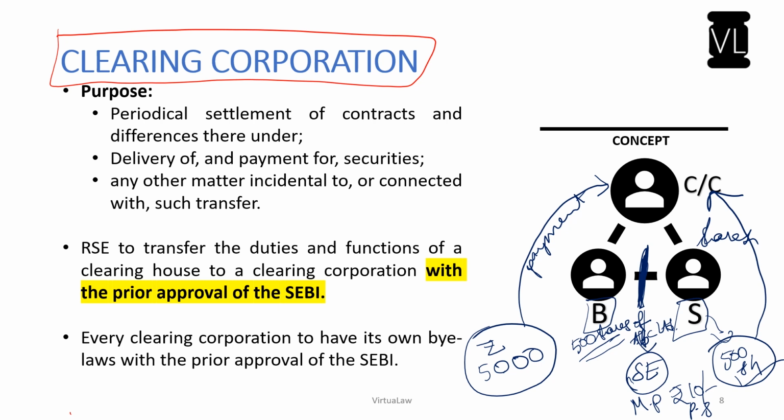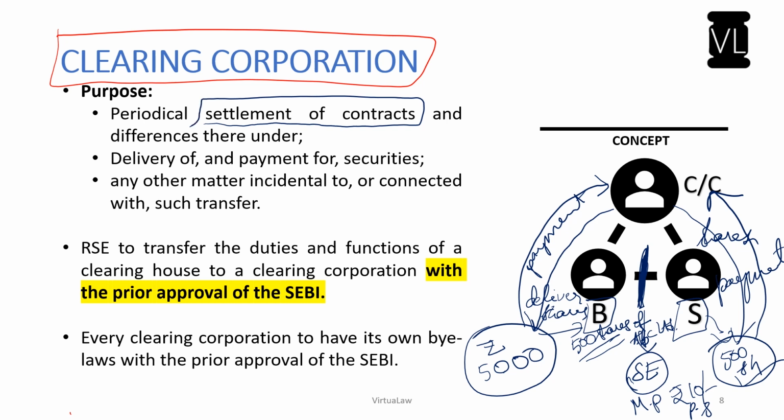Now what will the clearing corporation do? The clearing corporation will deliver these shares to B, and the payment received by the clearing corporation will be made to S, right? So here, if you see, the role of the clearing corporation is basically to settle the contracts. And can I do all this on a single day?